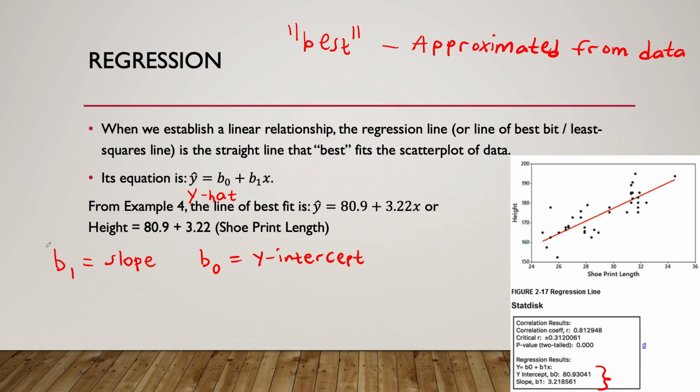It also might be useful sometimes to write this out with what the variables actually mean, as opposed to just the equation, since sometimes by just looking at the equation, unless you know what the variables mean, you won't know where you put certain values. So here height, which is the y variable, is equal to 80.9 plus 3.22 times the shoe print length, which is the x variable.